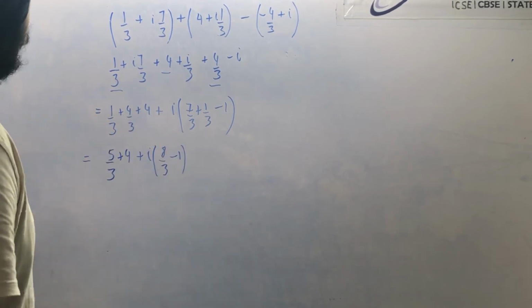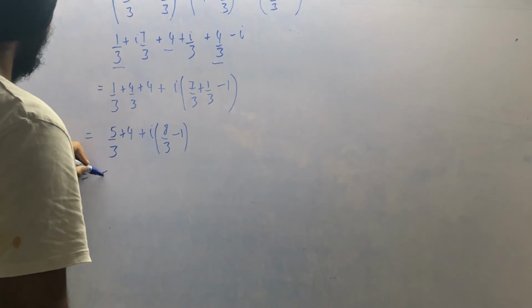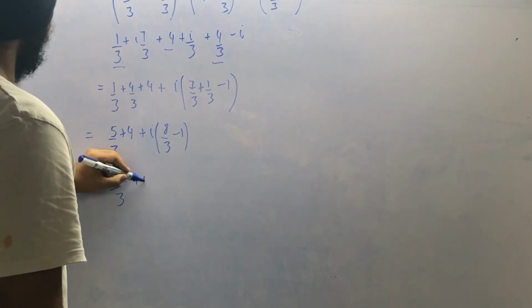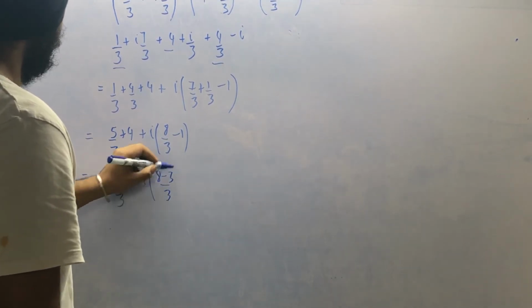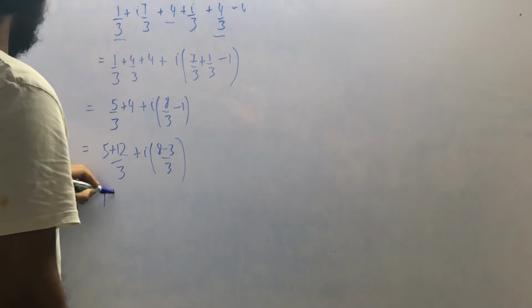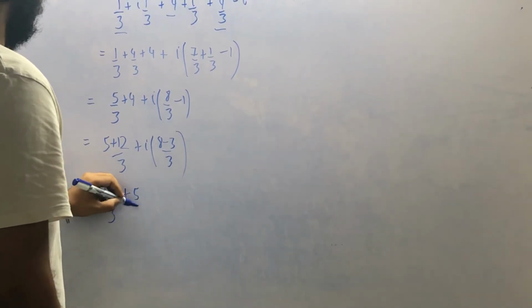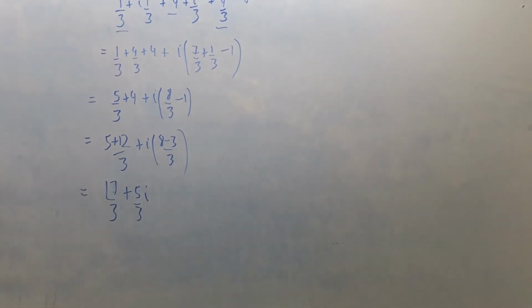Okay, just simplify this further. So 5 plus 12 upon 3 plus iota into 8 minus 3 upon 3. So 17 by 3 plus 5 by 3 iota. This is the answer. Okay.